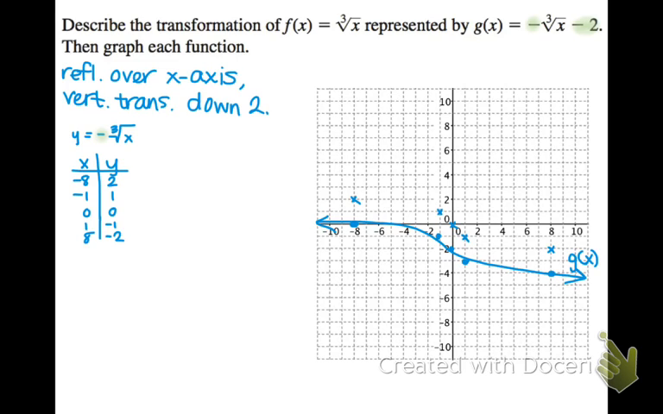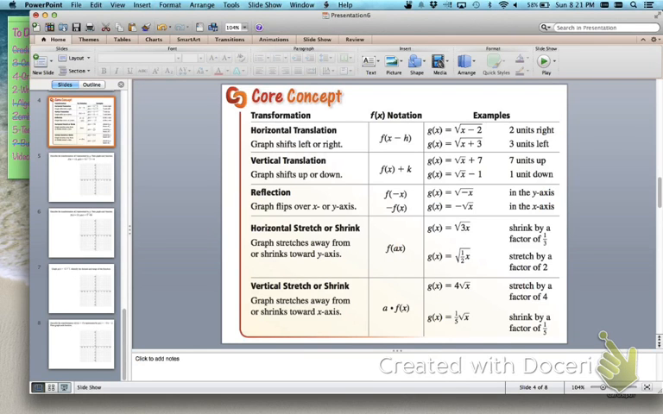And they did ask us to graph the original parent function, which, again, you can go ahead and make a table there. This is just for the cube root of x. -8, -1, 0, 1, and 8. So we'd get -2, -1, 0, 1, and 2. So (-8, -2), (-1, -1), (0, 0), (1, 1), (8, 2). This was f of x. And that's all there is for that.